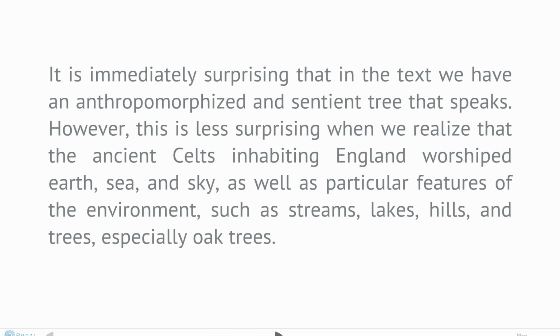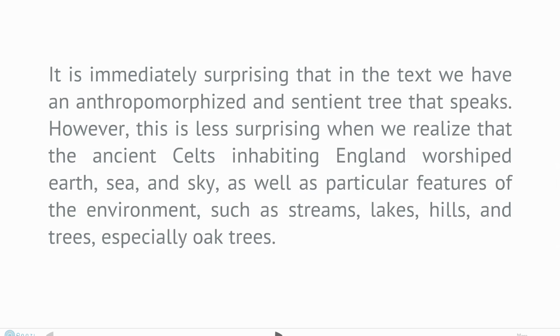It is interesting that we have an anthropomorphized and sentient tree. This is something we haven't seen before. It's not only that this is like an animal that can speak, or that we ascribe sentience to the animal, which we know Varro did to his pigeons, but this is a tree that feels and thinks.